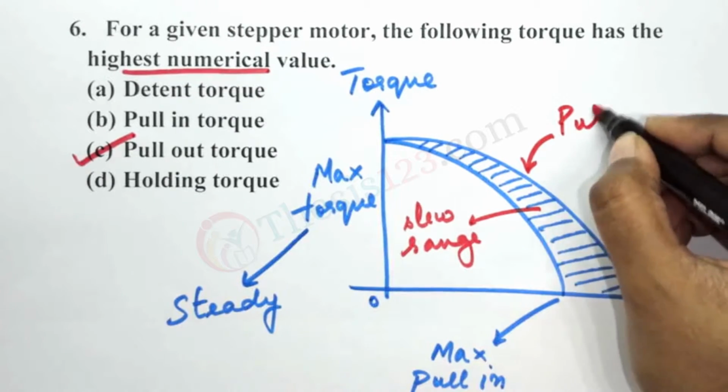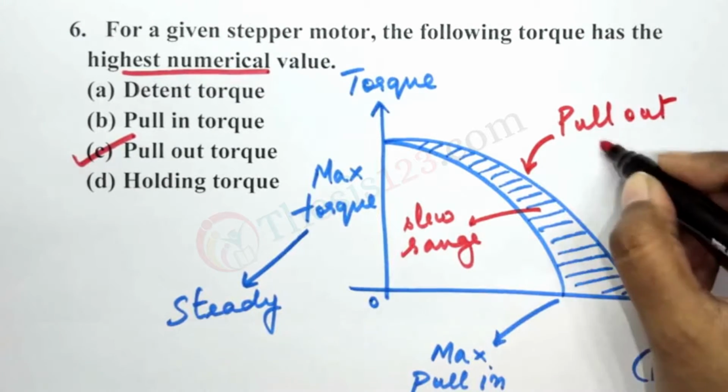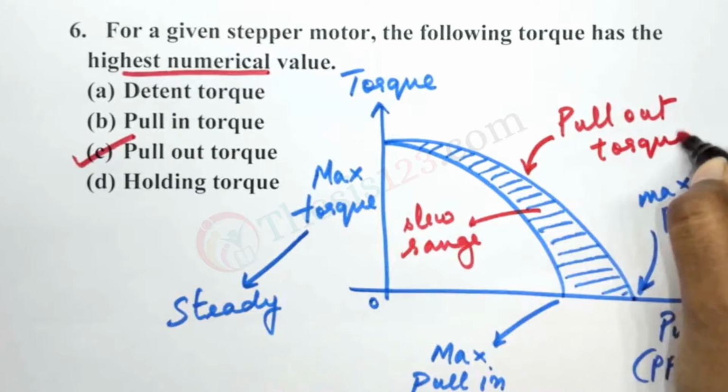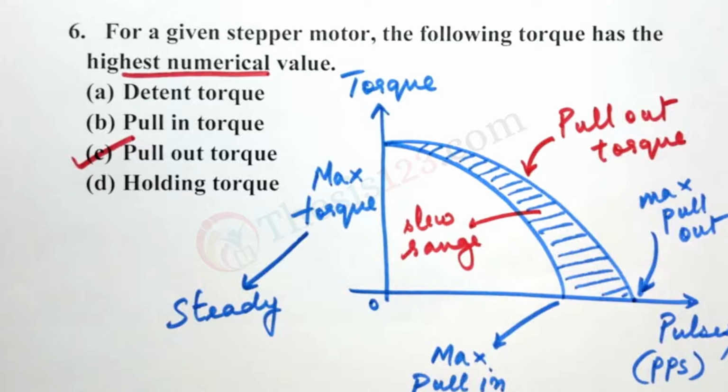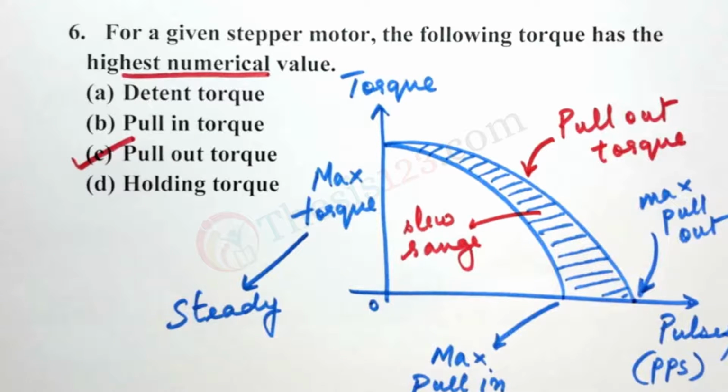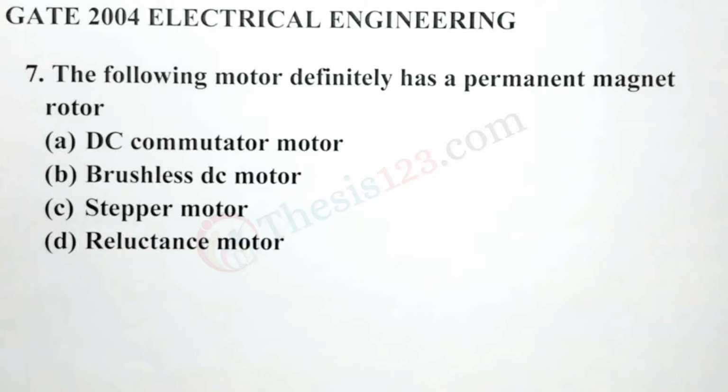So the right answer over here is that for a stepper motor, the pull-out torque has the highest numerical value. So answer C is the right option. Here's the next question, number 7.